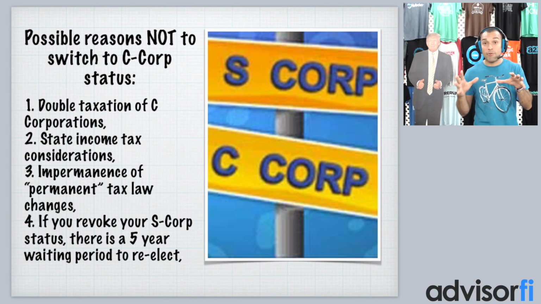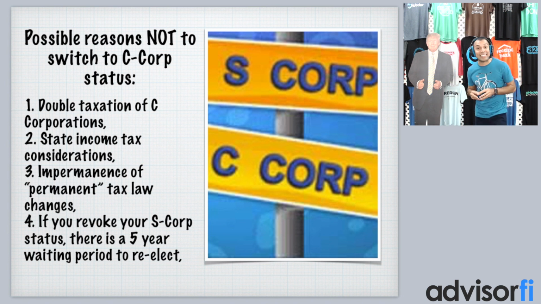Earlier, we broke down reasons why you would want to or not want to switch from a C-Corp to an S-Corp. But what I want to do in this bonus tip portion of this video is give you reasons to and reasons not to switch from an S-Corp to a C-Corp, but in reverse, right? So earlier it was from a C-Corp to an S. Now I want to give you some reasons why you should consider or not consider going from an S to a C. So here are some possible reasons not to switch to a C-Corp status if you're an existing S-Corp. Well, there are 4 really in my mind.